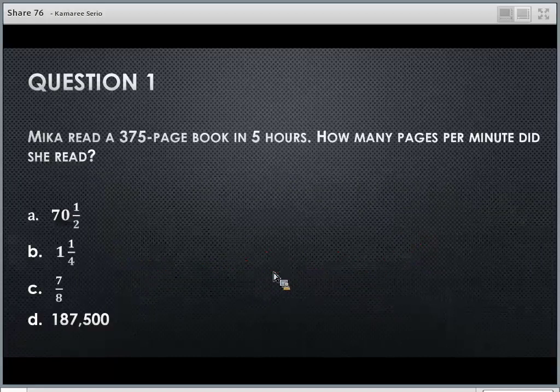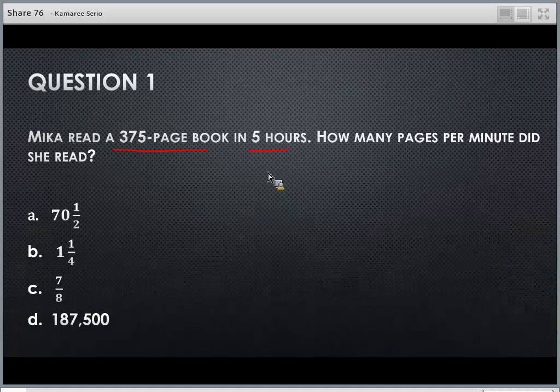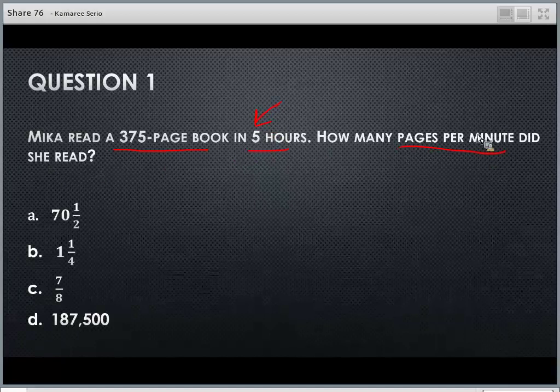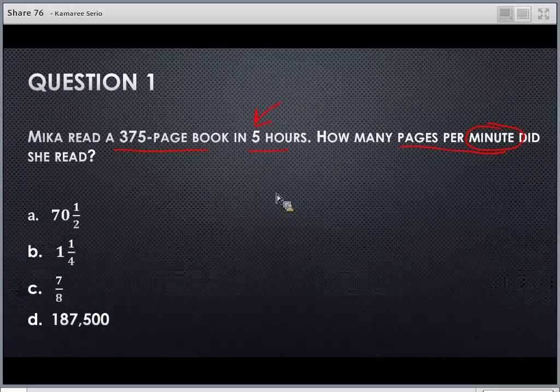Alright, let's get going. So it says that Micah reads a 375-page book in 5 hours. We want to know how many pages per minute she read. So I'm given time in hours, but I want minutes. So what I'm going to do is take those 5 hours and figure out how many minutes that is.